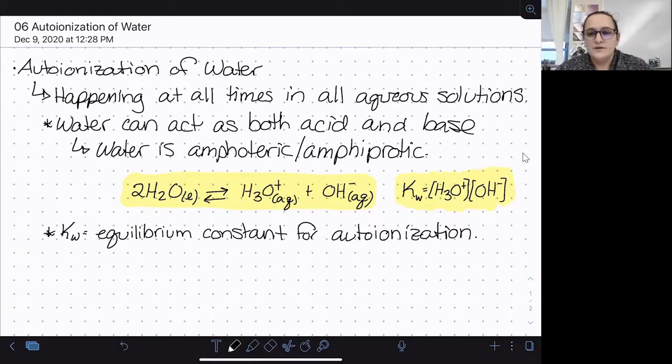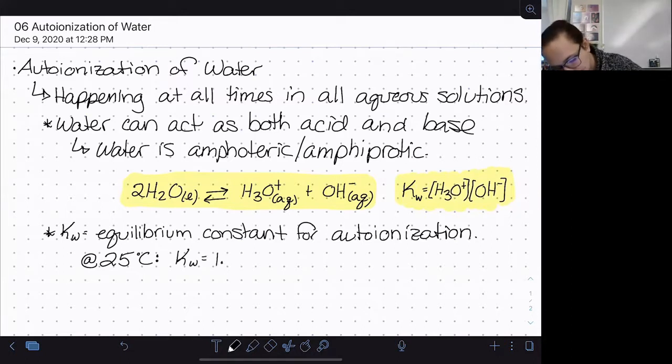So what this allows us to recognize is that all aqueous systems contain both hydronium and hydroxide, and the product of those two concentrations is equal to a constant. So if we know the value of Kw, and we know one of these two concentrations, we can figure out the other one. So we will most commonly work at 25 degrees Celsius. At 25 degrees Celsius, Kw is equal to 1.00 times 10 to the negative 14th.